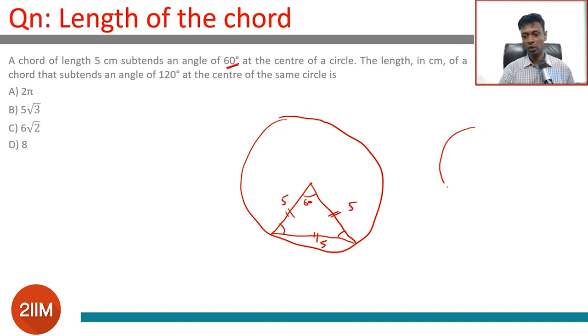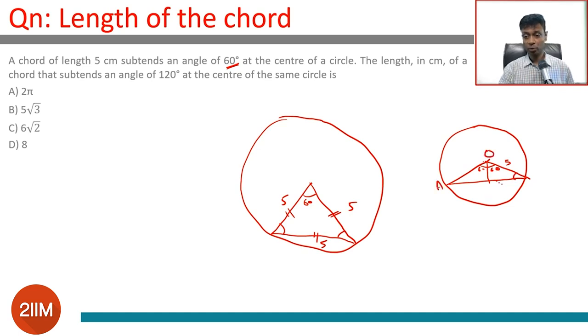Now angle of 120 at the center. The length in centimeters of a chord that subtends an angle of 120 at the center. This is very simple. This is trigonometry 101. This is 120. This is 5. So this angle is 120. This should be 60. This should be 60. This is 60. We know how to find this. How do you find that? This is 30.